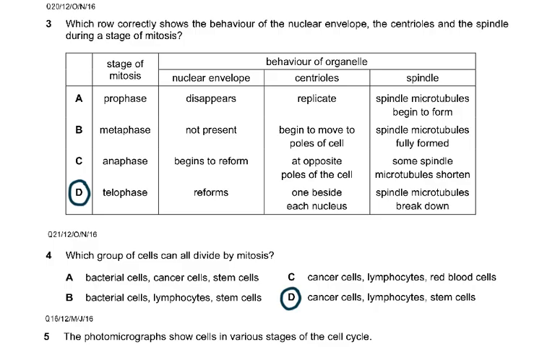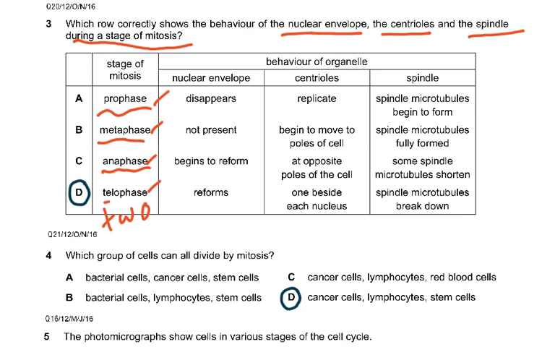Now, when reading the question, you should underline: which row correctly shows the behavior of the nuclear envelope, the centrioles, and the spindle during a stage of mitosis. So they're giving you the different stages: prophase, metaphase, anaphase, telophase. Prophase is when they become prominent. Metaphase, middle. Anaphase means apart, or I say in Urdu, alag. And telophase is where there are two nuclei. T for telo, T for two nuclei in one cell.